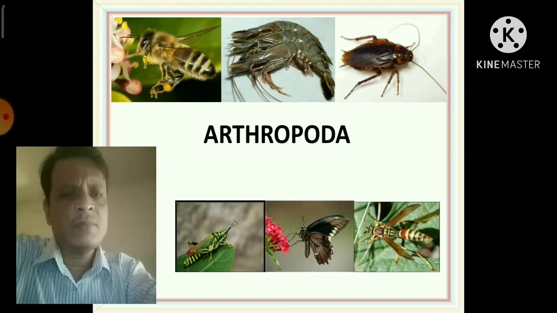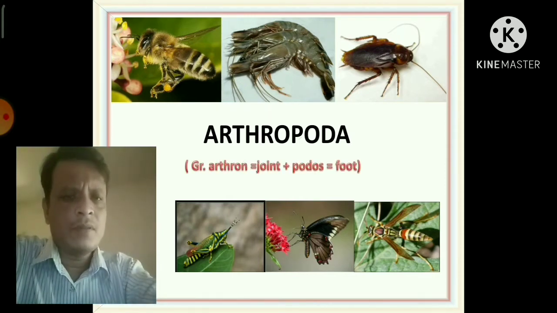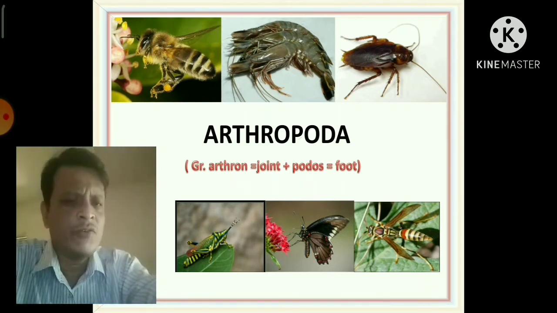This is the biggest major phylum of the animal kingdom. If you look at this screen, you can see the diversity of animals found under this phylum Arthropoda. Arthropoda comes from the Greek word arthron, which means joint, and podos means foot. All the animals belonging to the phylum Arthropoda bear jointed appendages. This is one of the most important characteristic features of the phylum Arthropoda.